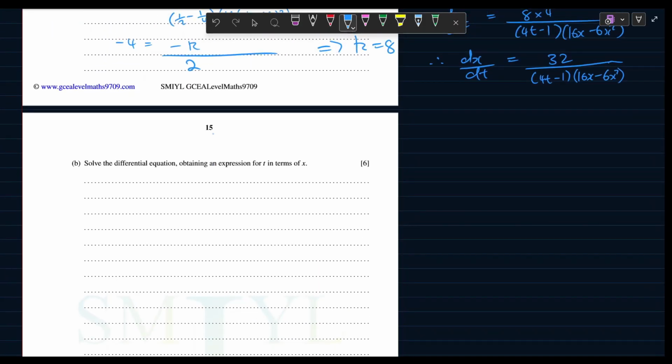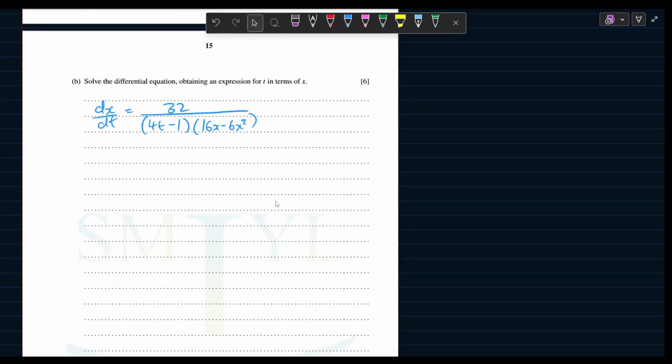Alright, so we are solving the differential equation dx/dt is equal to 32 divided by (4t minus 1), multiplied by (16x minus 6x squared). The first step when solving your differential equation is to separate your variables. So we want to move everything that is x to the left and everything that is t to the right. In this case, everything that has t is already on the right hand side.